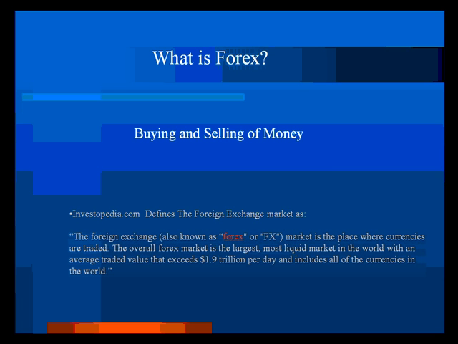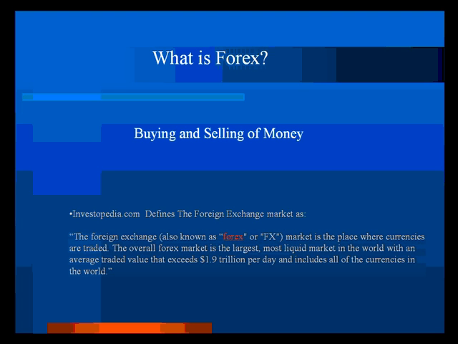Okay, so first of all, what is the Forex market? In the most basic sense, what is occurring is the buying and selling of money. One person's buying, another person's selling, one person's selling, another person's buying. So let's just define the foreign exchange market, and this comes off of Investopedia.com. And they write, the foreign exchange market is a place where currencies are traded. The overall Forex market is the largest, most liquid market in the world, with an average traded value that exceeds $1.9 trillion per day and includes all of the currencies in the world.